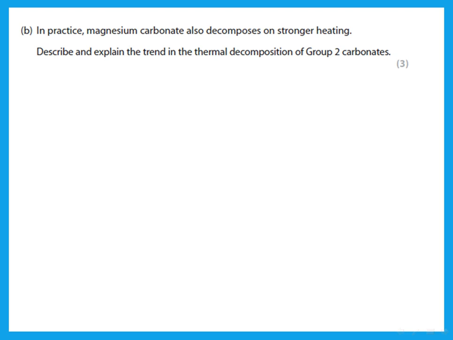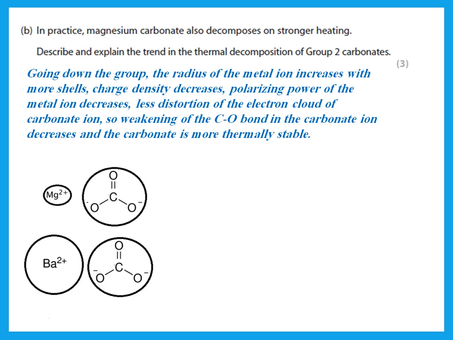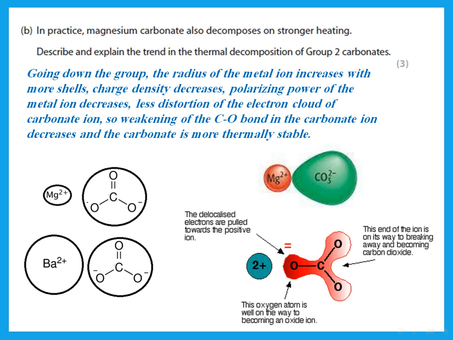Then he says, in practice, magnesium carbonate also decomposes on stronger heating. Describe and explain the trend in thermal decomposition of group 2 carbonates. Okay, what happens when we go down the group and we're heating the carbonates? Remember that going down the group, the radius of the metal ion increases, more shells, charge density decreases as we go down, the polarizing power of the metal ion decreases, and there is less distortion of the electron cloud of the carbonate ion. So weakening of the CO bond in the carbonate ion decreases.